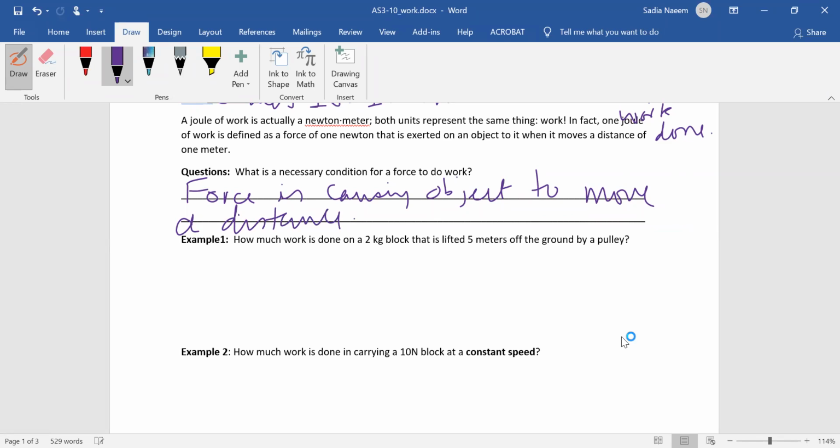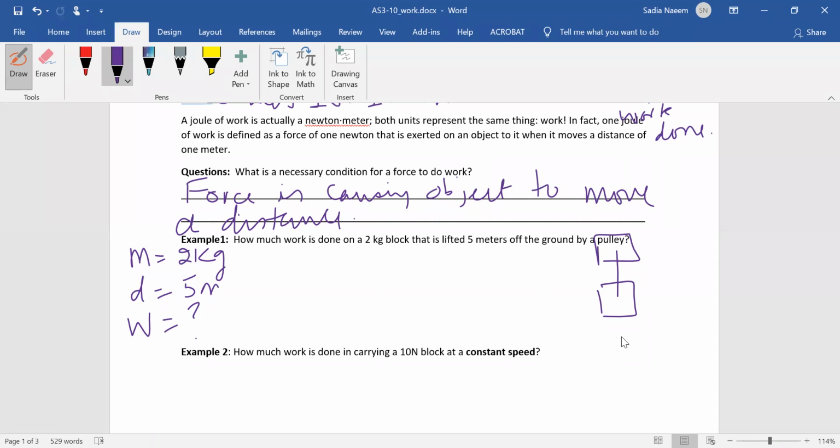Okay. How much work is done on a 2 kg block that is lifted 5 meters off the ground? Obviously, in this case, the object's potential energy has increased, right? It's lifted up. So there is work done. How do we calculate it? Well, first of all, you're given the mass, which is 2 kilograms. It's lifted by a distance of 5 meters by a pulley. We're looking for the work done. Now, work done is FD, but we have m. So how do we find the force?